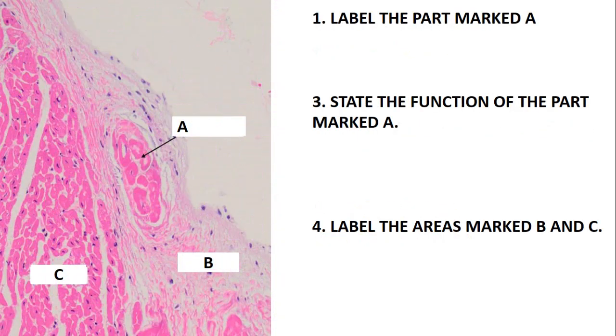The next one is label the part marked A. If you look at the part marked A, this slide could be the slide of the heart. And A is just the Purkinje fibers, which is the conducting system of the heart.